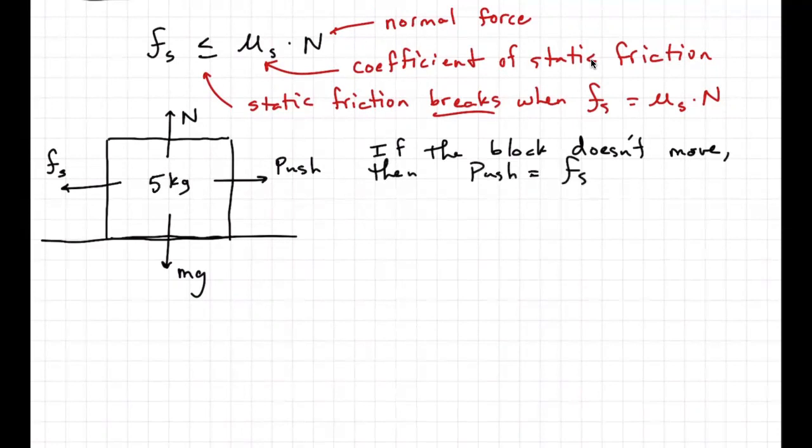Because if my push was greater than static friction, the block would start to accelerate. If the static friction was greater than my push, that would mean that the block would begin to accelerate to the left, which doesn't really make sense. Because how could the static friction create motion? It wouldn't do that. All we know is that these two forces are exactly equal to each other.